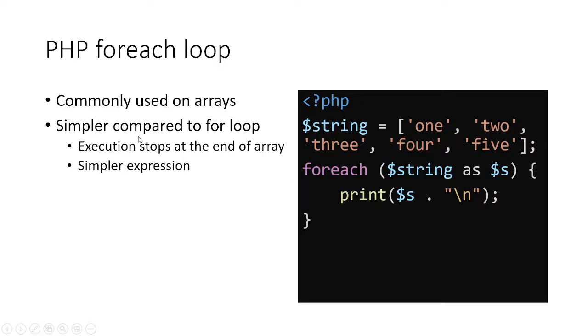This one is a little bit simpler because the execution of the for each loop basically stops when all the elements in the array have been evaluated. It means when it reaches the value of 5 and there are no more values, the execution of the for each loop will end right there. At least for arrays, it also involves a simpler expression.